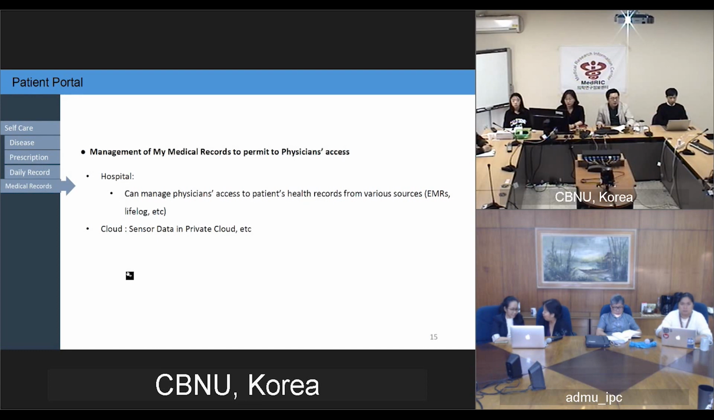And in the medical records, the patient can manage the physician's access to the patient's health record from various sources, for example, EMRs and life log data, etc.